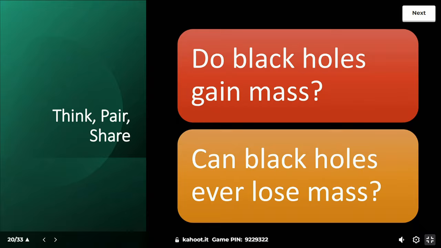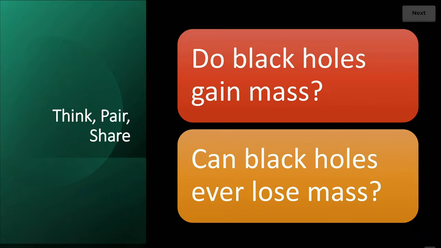Okay, so I'll give you guys a minute or two to think about these questions. So, do black holes gain mass? And maybe think about the consequences if they do. And then, can black holes ever lose mass? And what would those consequences be? So, feel free to talk amongst yourselves, and then we'll come back together and share.